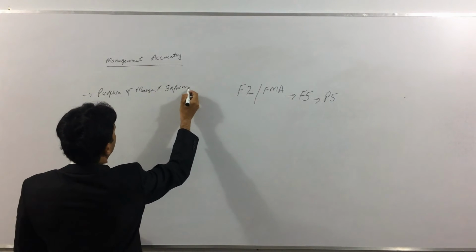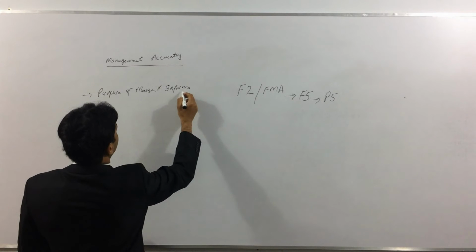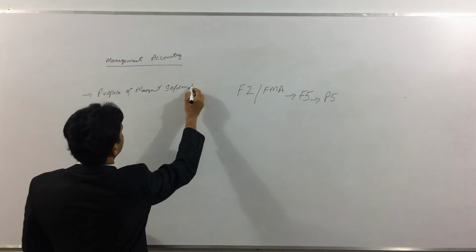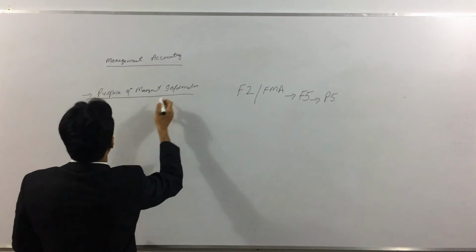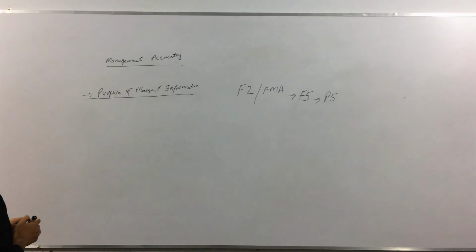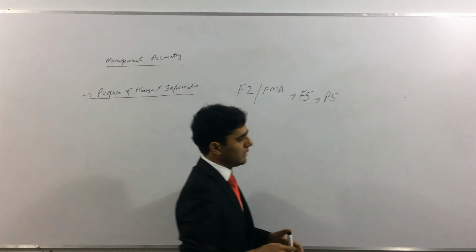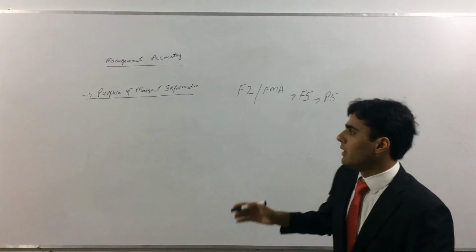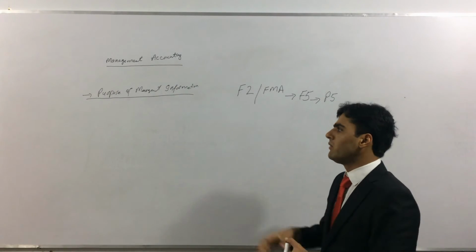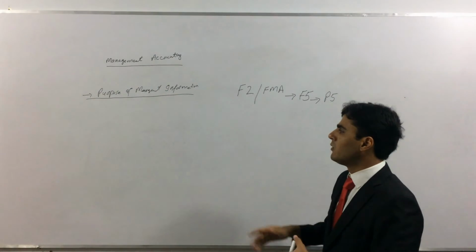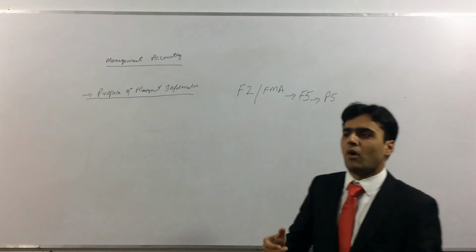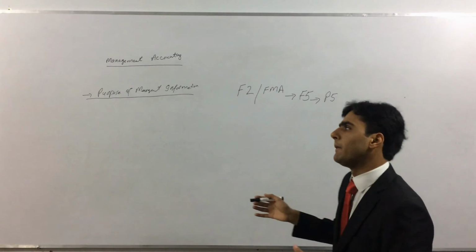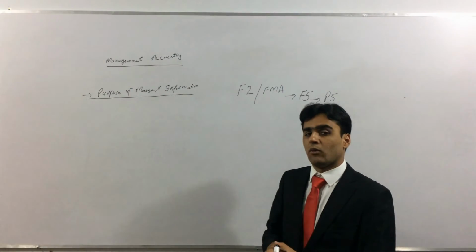So this topic name is purpose of management information. There are 5 topics in total, and this is the first topic, the purpose of management information and nature and source as well. In this topic, there will be few things to examine. There will be few chapters as well.